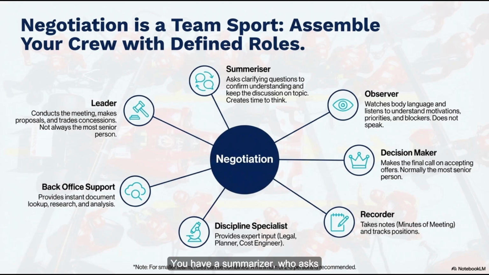And the other roles. You have a summarizer who asks clarifying questions to buy thinking time. You have an observer who watches body language and listens for hidden clues, and they should be totally silent. That separation must prevent so many emotional mistakes. It does. Then you have your recorder for notes, maybe a discipline specialist like a lawyer, and crucial back office support for instant research. It's a machine.